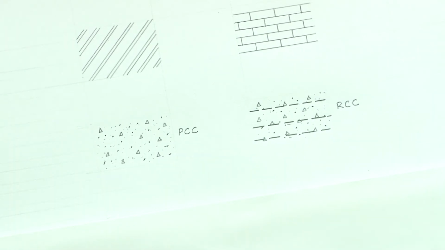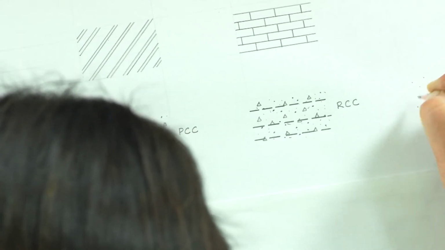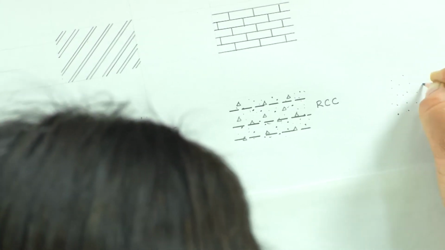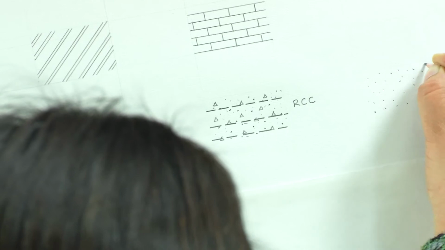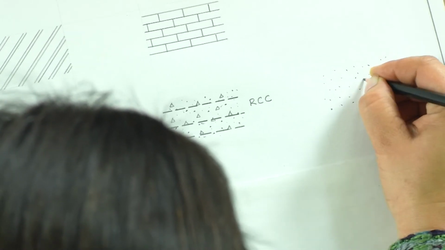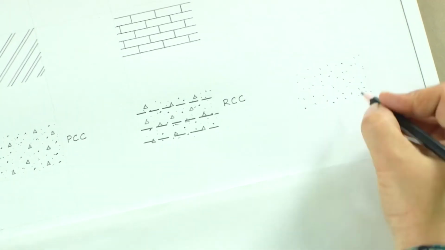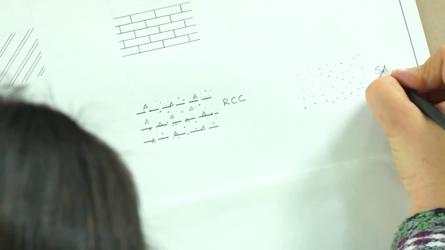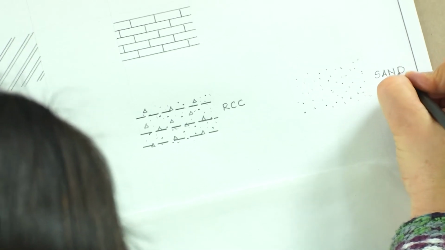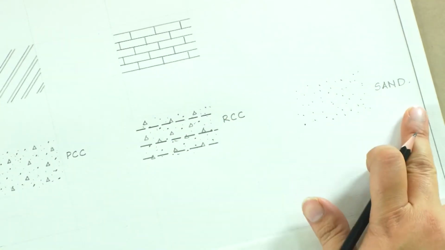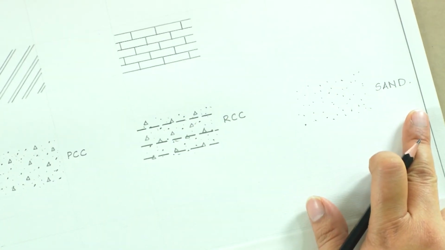Now, if we are just making a sand fill, in that case we would just have these thicker dots filling up the space wherever we are filling it up. This is how you would represent sand if there is a sand fill. So, we have done brick, we have done different components for concrete.